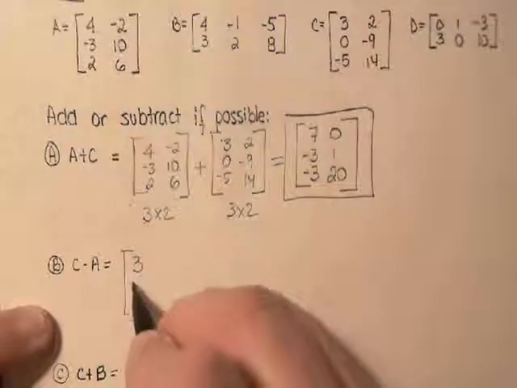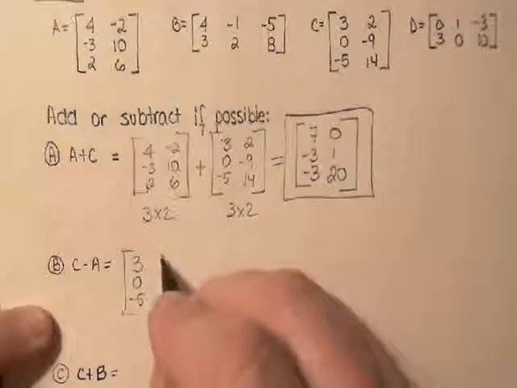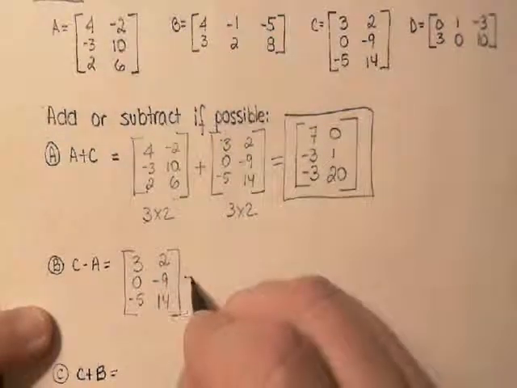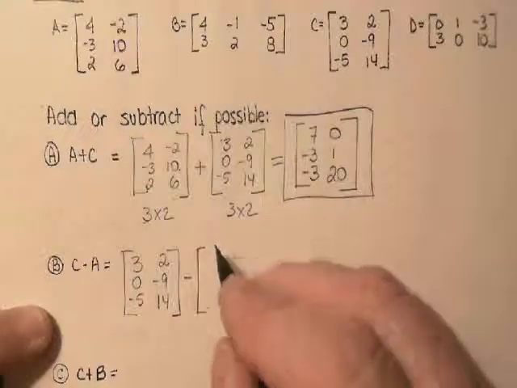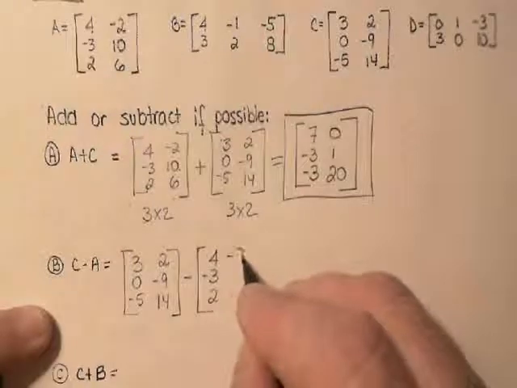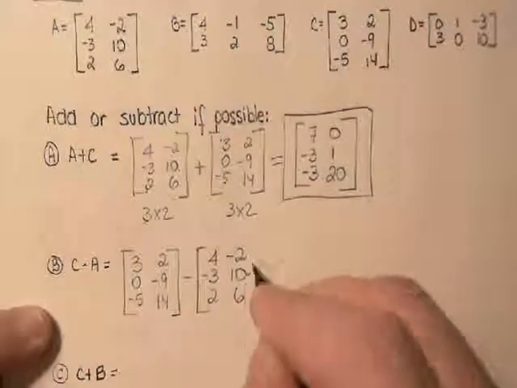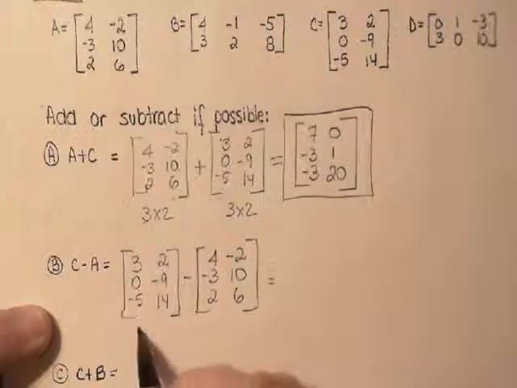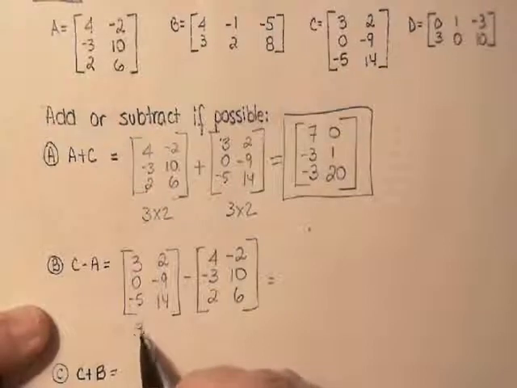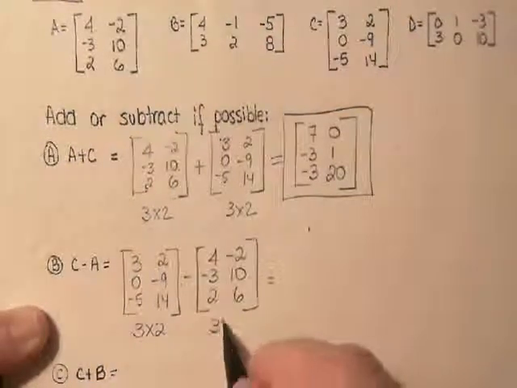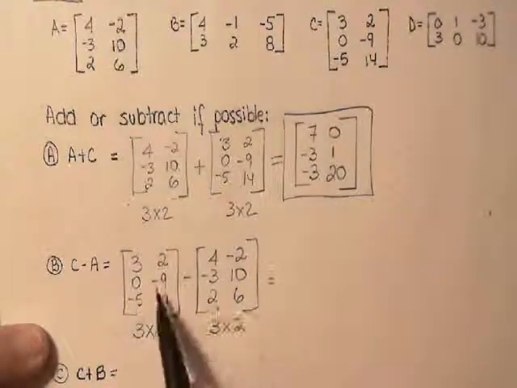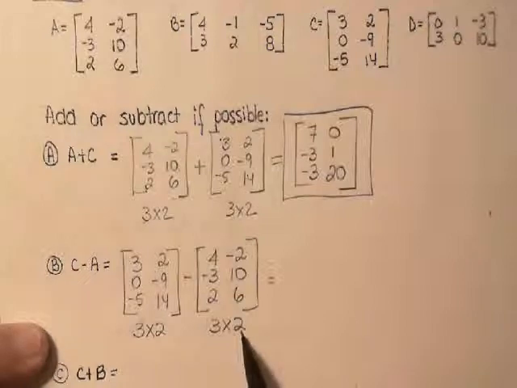This would be 3, 0, negative 5, 2, negative 9, 14, and then minus matrix A, which is 4, negative 3, 2, negative 2, 10, and 6. Again, I want to check their dimensions, so there's 3 rows here and 2 columns, and this is a 3 by 2 also. So because of that, they have the same dimensions, I can combine them.